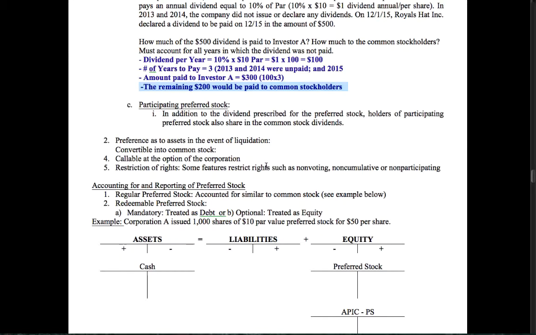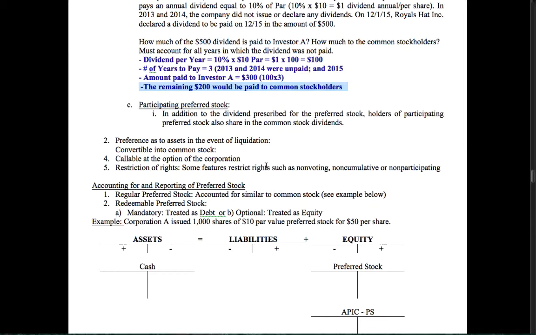Next, let's move on to participating preferred stock. What you need to know with participating preferred stock is that in addition to the dividends that are prescribed for the preferred stock, it also allows the holders of this preferred stock to share in the common stock dividends. So given our example above, if the investor A had participating preferred stock, they would have received a dividend in the year that the company paid it, but they also would have been eligible to receive dividend equal to the amount that is being awarded to common stockholders.